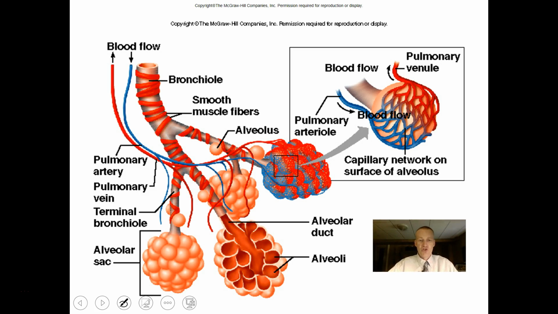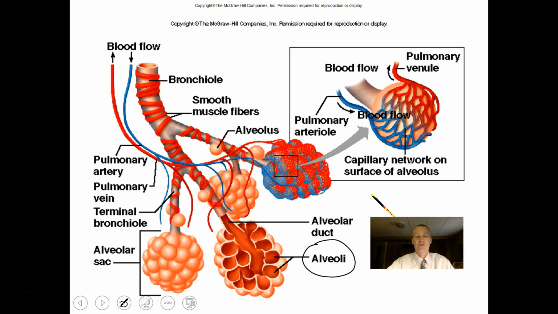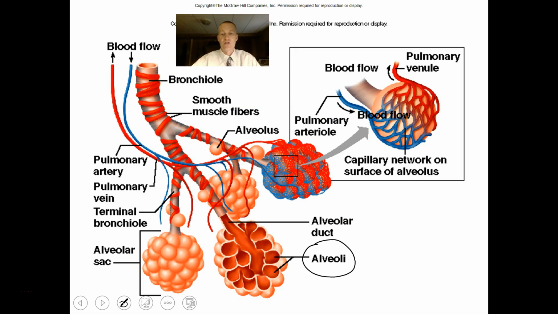Okay, so this is just showing you a cluster of these air sacs. Now, when I say there's a lot of alveoli, I really mean that. If you were to take all the alveoli and flatten them out, they would be the size of a tennis court. So it's a tremendous amount of surface area that allows for gas exchange to actually occur.